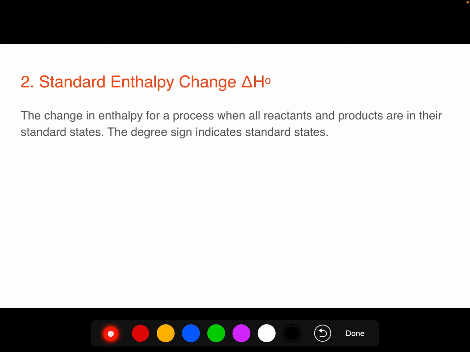Standard enthalpy change is when all reactants and products are in those standard states that were just mentioned in the last slide. And this little degree sign, whenever you see it up here, that means standard. You'll see that with a lot of different variables.